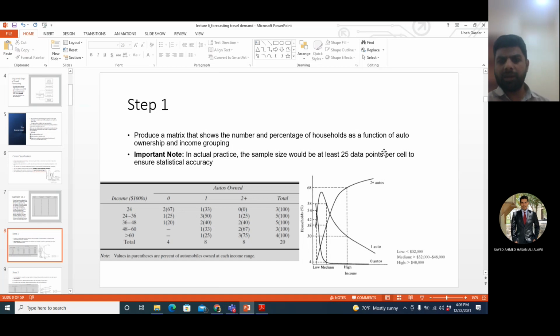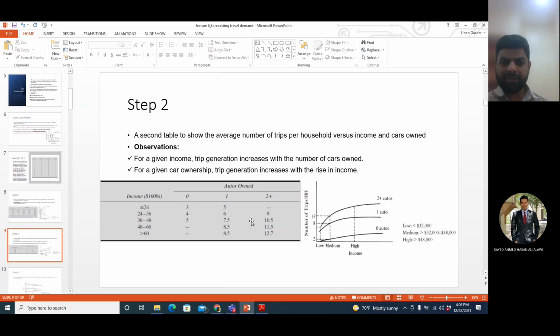Okay, and basically we are trying to find out what percentage of households we have in each category. So how many people have low income and zero cars, how many have one car and two cars. So basically we're trying to find out in this matrix from the available data how many households are in each category. Then the second matrix was for number of trips. Okay, so number of trips belonging to each category of income and number of cars owned. And for each case, we made some graphs as well.